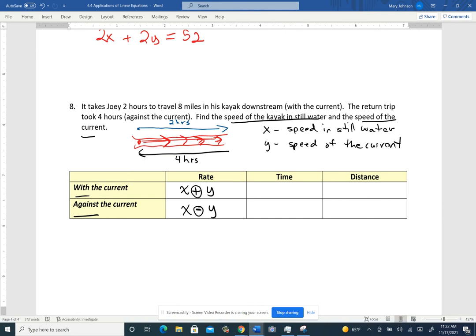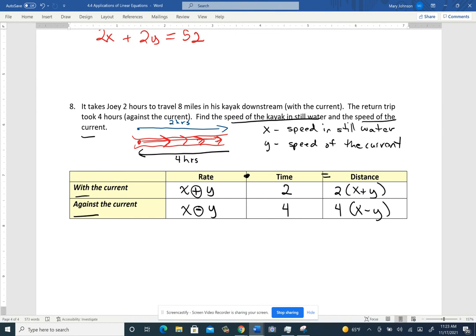All right, now we know when he was going with the current, it took him 2 hours. When he was going against the current, it took him 4 hours. We know rate times time equals distance. So 2 times (x plus y) could give us the distance he went downstream. 4 times (x minus y) should be the distance upstream. Then we've got to think about how to get a couple of equations out of this.